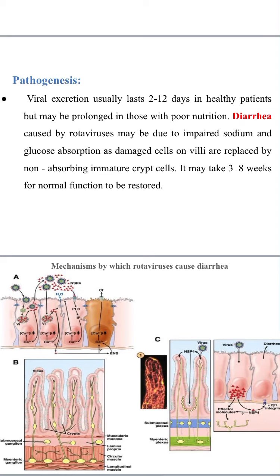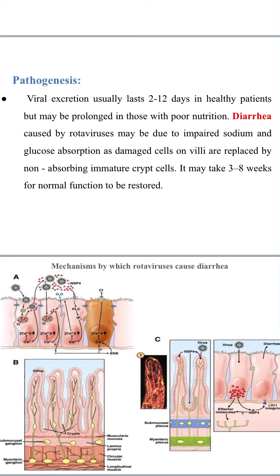This figure shows you the mechanism by which rotavirus can cause diarrhea. The infection of the initial cell by luminal virus leads to virus entry, then uncoating, then transcription. Finally, we have the translation of viral proteins.